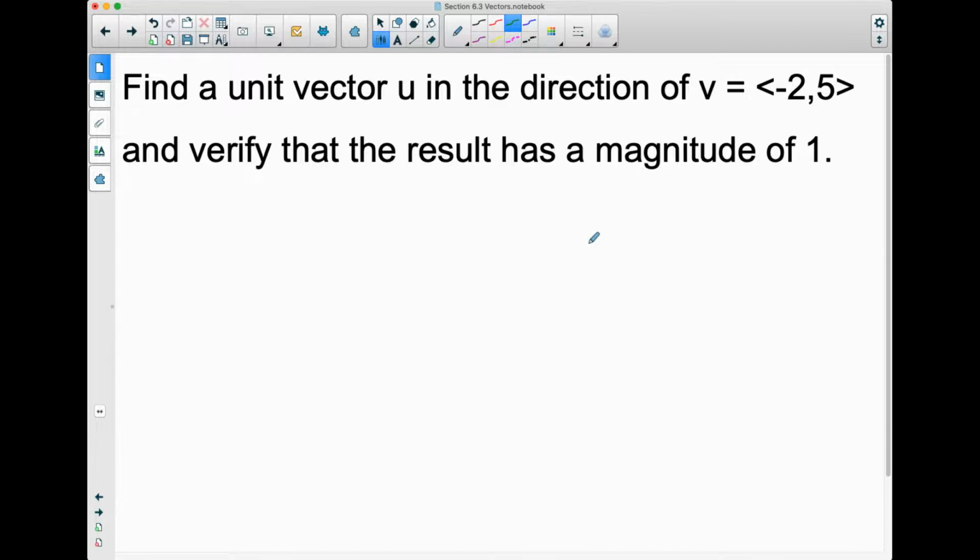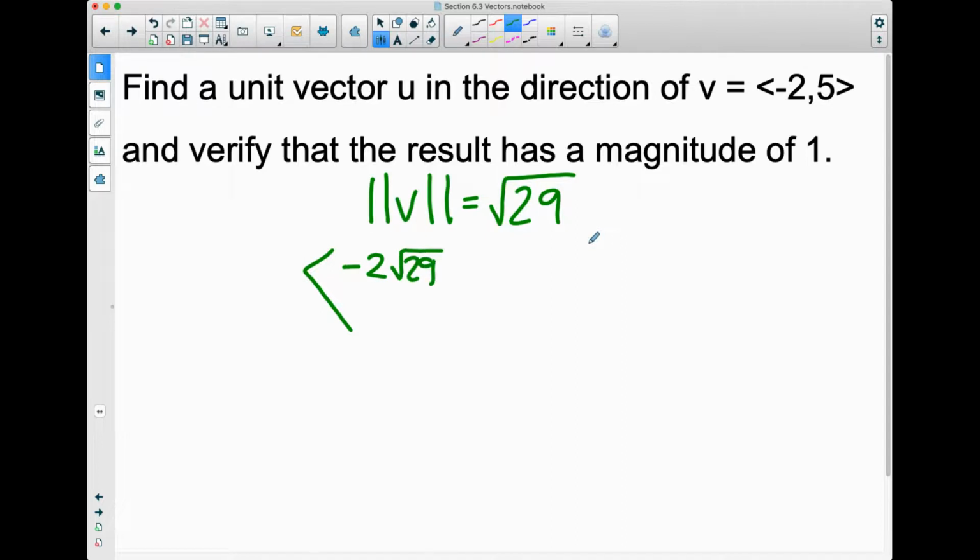Okay, so what was it again? Square root of? Is that where my 9 was coming from? Yeah, that's where my 9 was coming from. Okay, square root of 29. All right, so then from there we have -2 square root of 29 over 29.